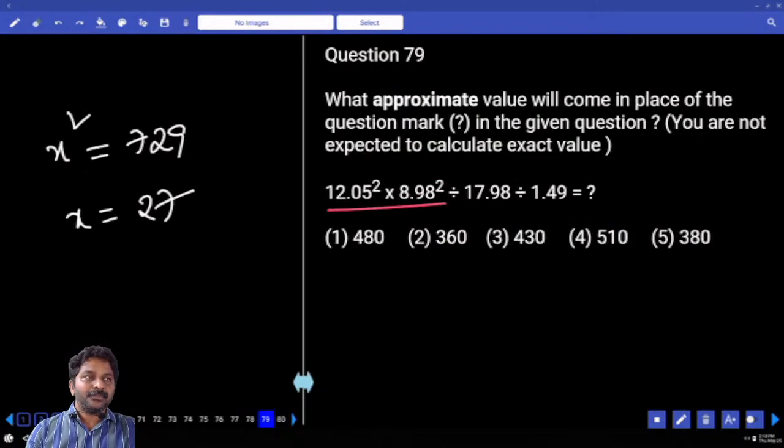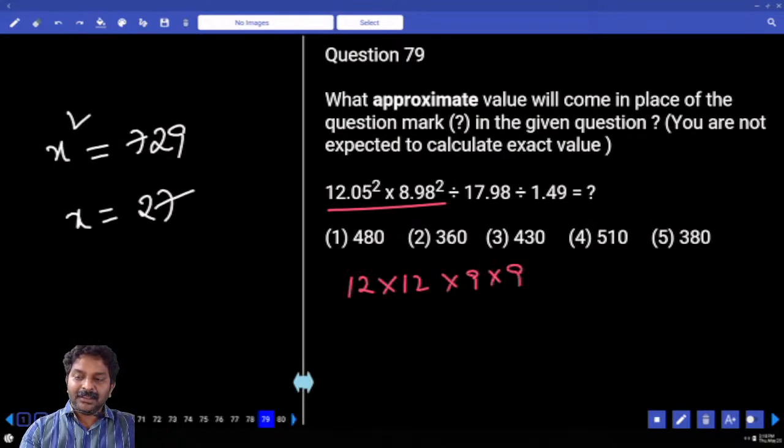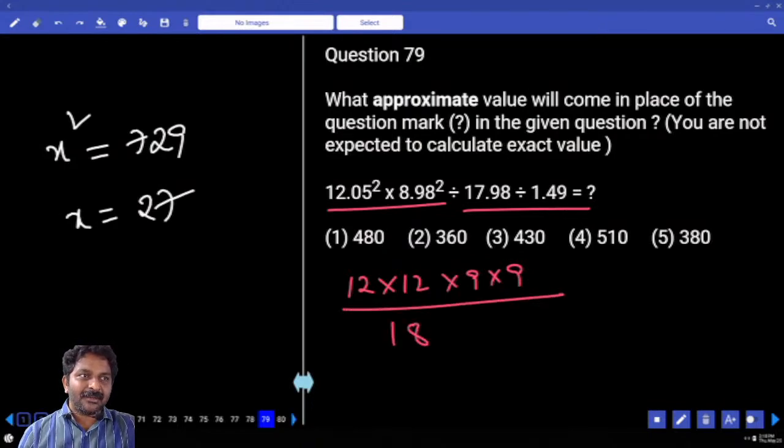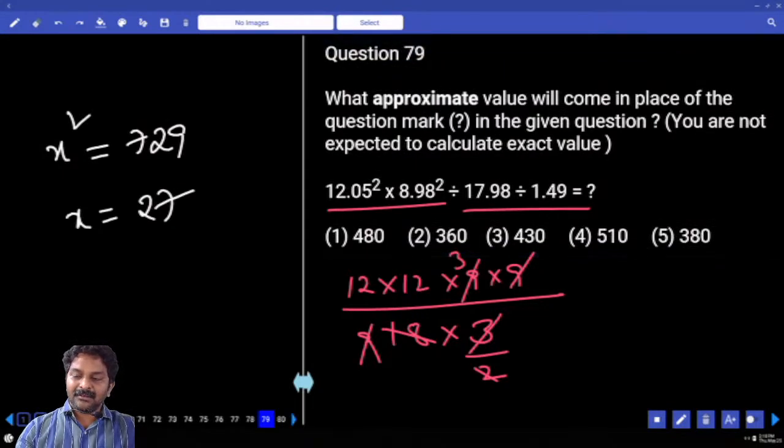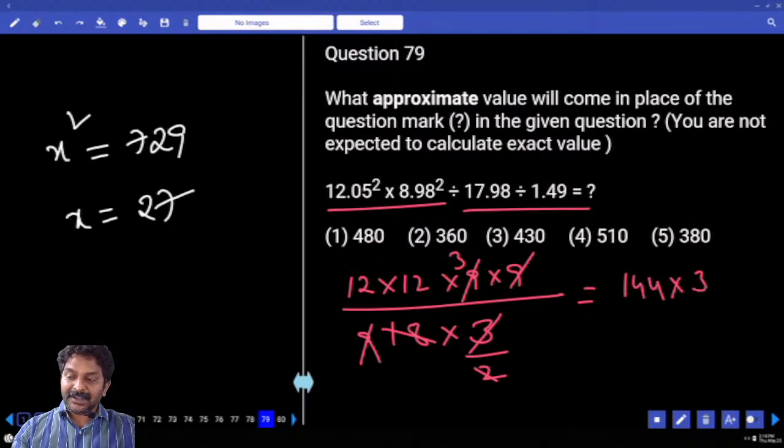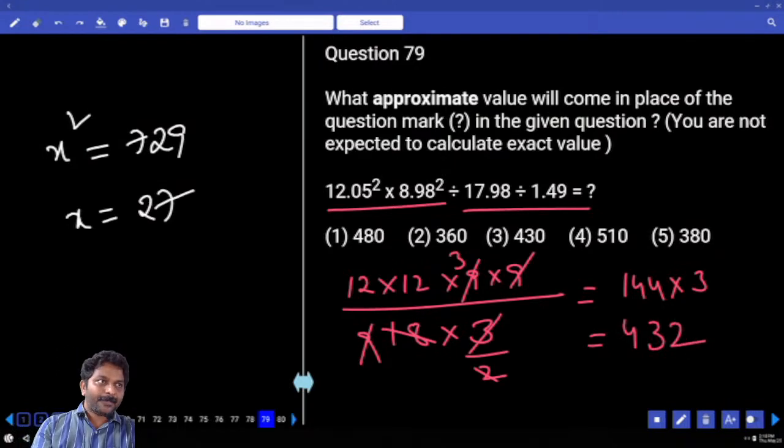12 square into 12 into 12, I will write like this, 9 into 9. Continuous division symbol. Both the numbers come in the denominator. 18 into 1.5. Can I write it as 3 by 2? 3 by 2, 9 times. 9, 9 gets cancelled. 3 how many times? 12 into 12, 144, 3 times. 144 3 times, 143 times 420 plus 12, 432. Which option? Third option.